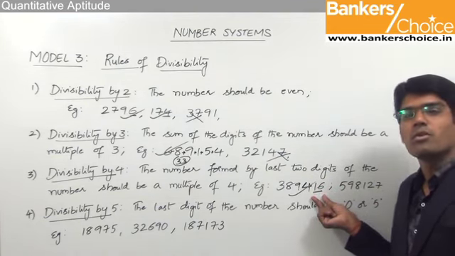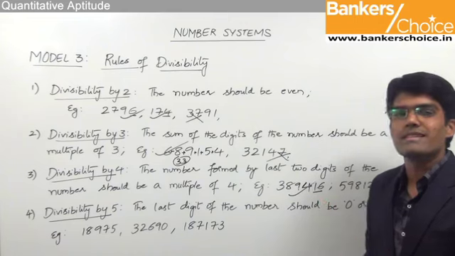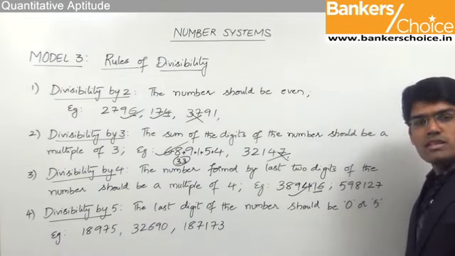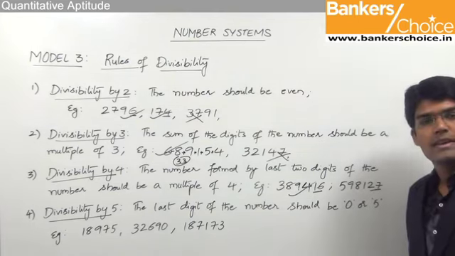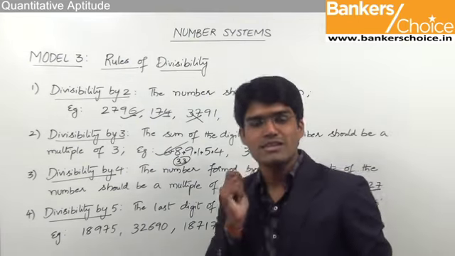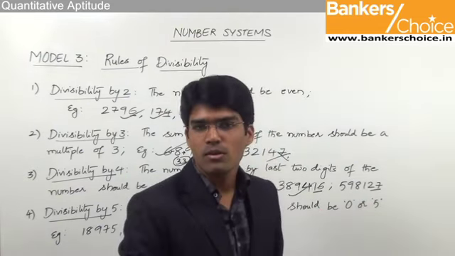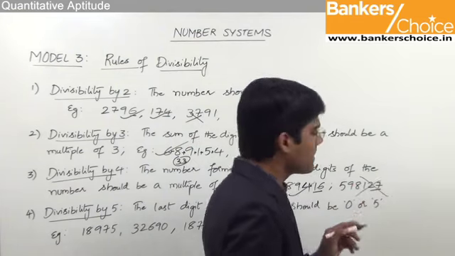If it is a multiple of 4, then the number is divisible by 4. Otherwise, it is not. Now if you look at the next number here, 598127, the last two digits here are 27. So the number formed by the last two digits there is 27, and 27 is not a multiple of 4. So hence, this number is not divisible by 4.